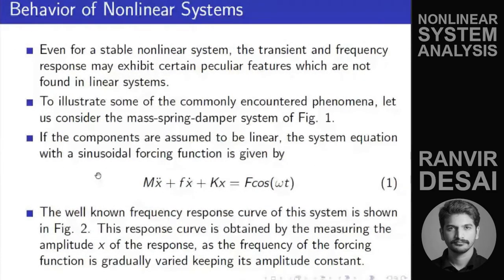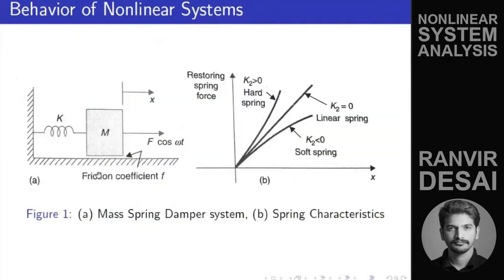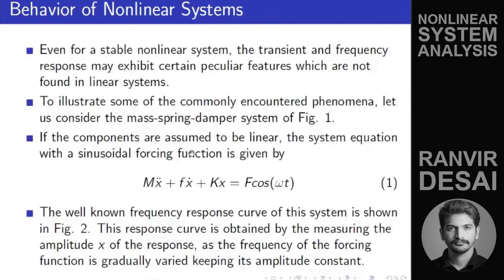So let's consider one example. This is a simple mass spring damper system. Here you are applying a force F on this. There is a friction coefficient f, small f, and there is a spring with spring constant K. It is displacing with the distance x.